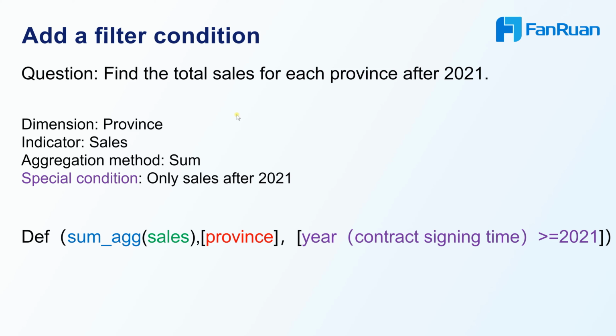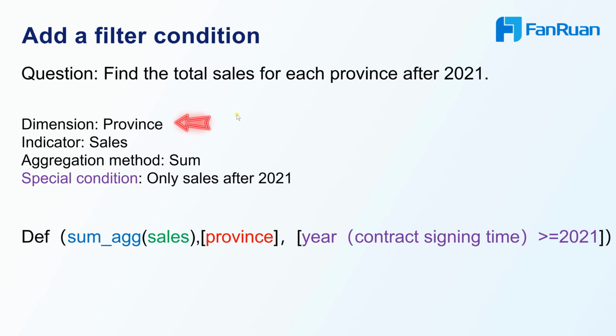Let's take a look. I have a question. How do we calculate the total sales for each province after 2021? Let's break it down step by step, following the method we just used. What's the indicator? It's sales, right? How do we aggregate it? We want the total, so that's sum, right? So, sum AGG sales, that's the first part. What's the dimension? It's the province, so that's the field for our dimension.